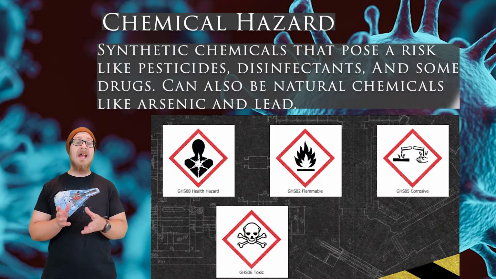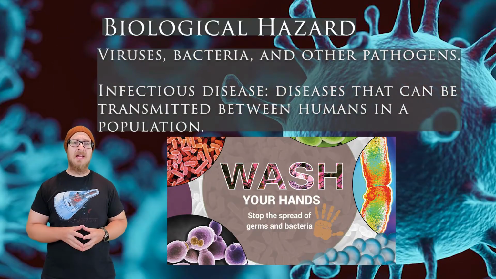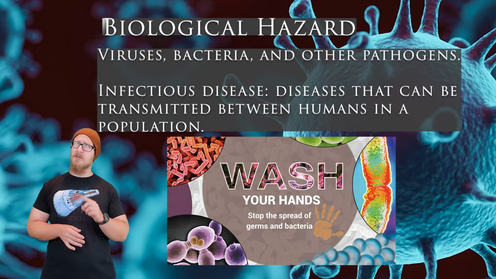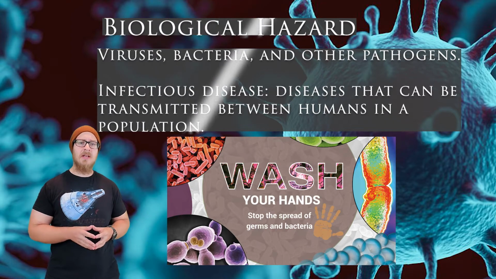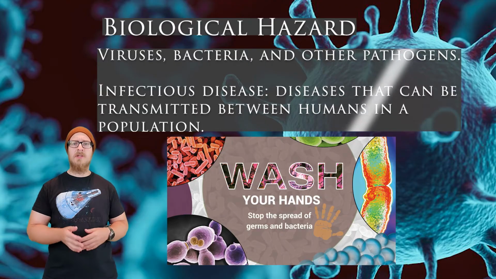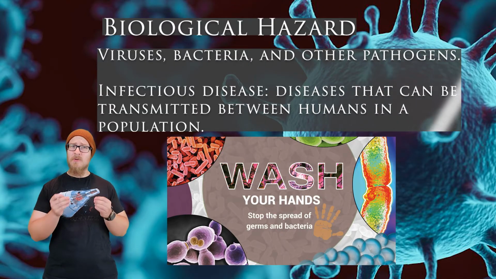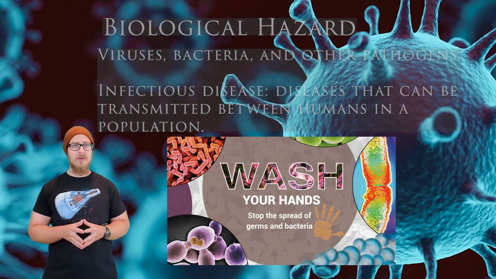Chemical hazards are the synthetic chemicals that we have produced, like pesticides, disinfectants, and a few pharmaceuticals. There are, however, natural chemical hazards like arsenic and lead. Biological hazards refer to viruses, even though they're technically not a living thing, bacteria, and a few other pathogens. Infectious diseases are diseases that can be transmitted between humans in a population, and it's difficult to avoid these risks, but we can reduce the likelihood of an infection.